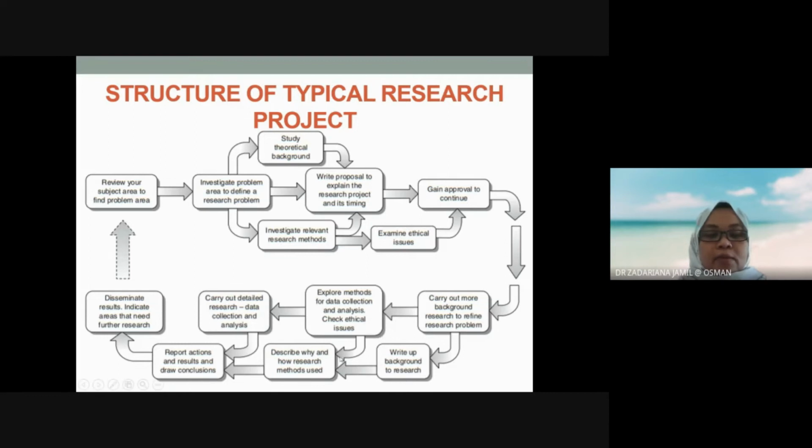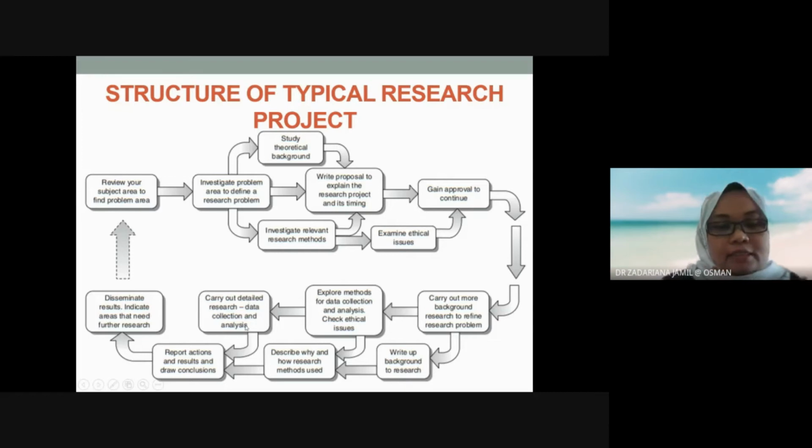Part of that, you also need to describe in more detail how the research method that you want to use works. After you have identified the methods, you carry out the research, you will get the data, and then compile the data and analyze the data.